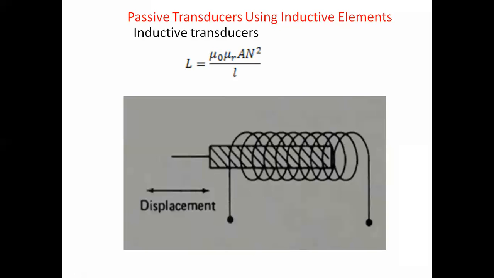So we have DC bridges and AC bridges. Previously, we have seen that the Wheatstone bridge is a DC bridge. So the change of inductance will be measured by AC bridges. So we have some AC bridges also, for measuring the variation of inductance and the variation of capacitance.